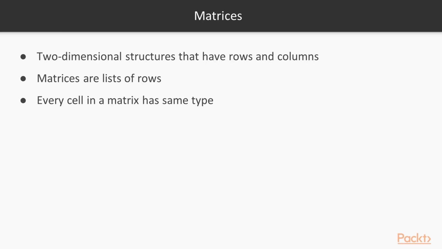Then we will move on to matrices. Matrices are two-dimensional structures that have rows and columns. The matrices are lists of rows. It's important to note that every cell in a matrix has the same type.